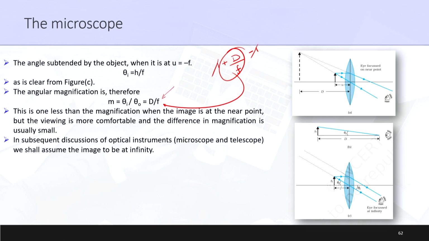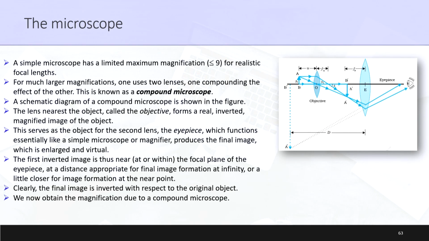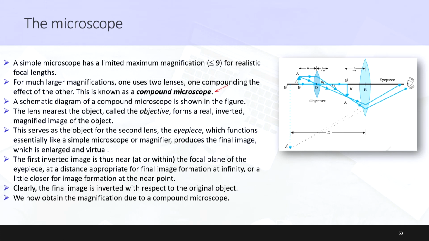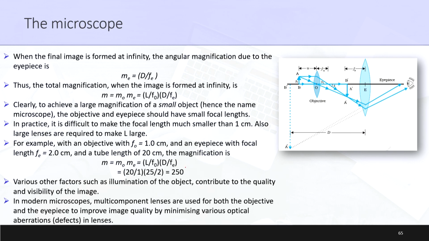Let us move on to the new discussion of the telescope today. Let me start the telescope discussion. These things, that is the compound microscope, were also explained. The simple microscope can have a maximum magnification of less than or equal to 9 only, but a compound microscope can have a magnification greater than that. You can even get a magnification of 250.